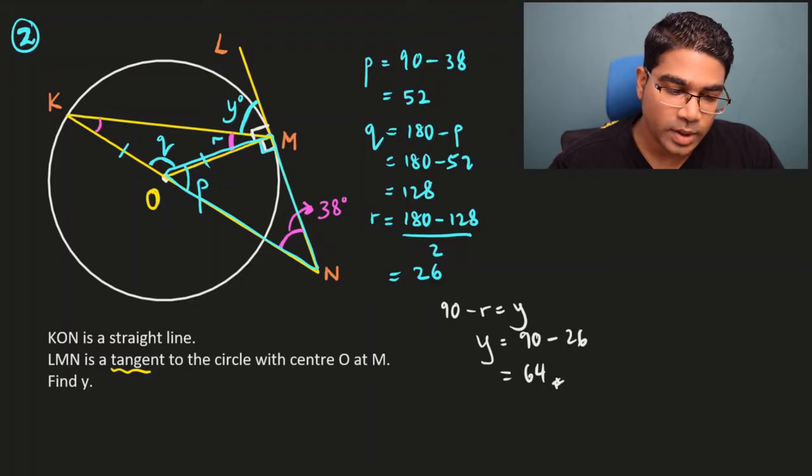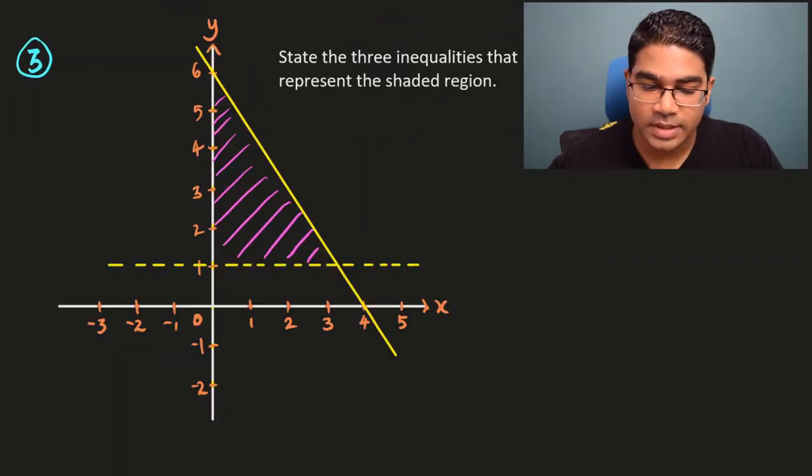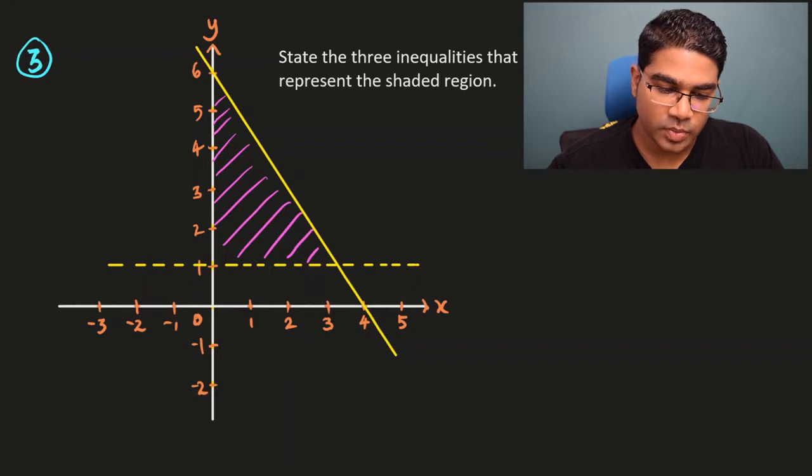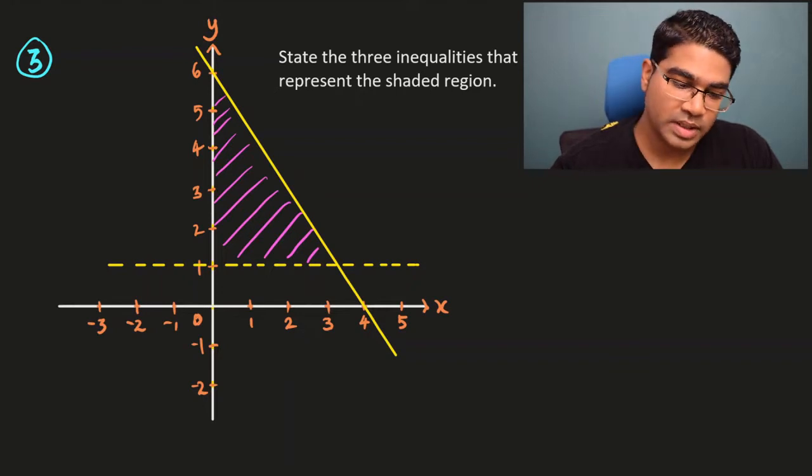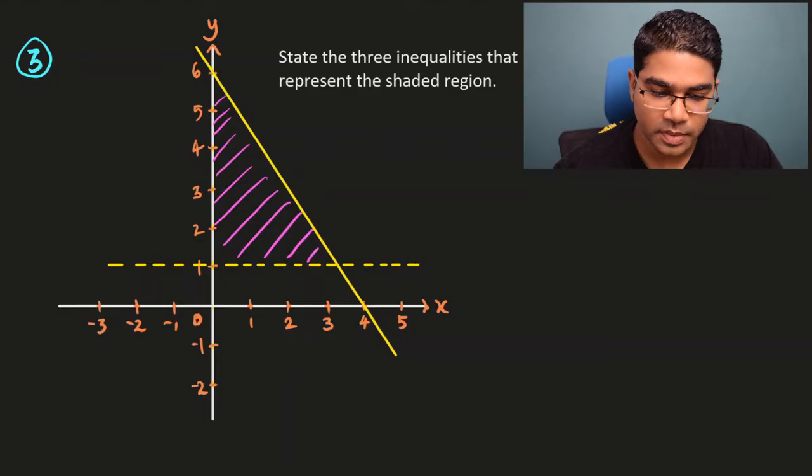Next, let's go to inequalities. State the 3 inequalities that represent the shaded region. So here we are going to come up with 3 inequalities to represent this shaded region, the pink shaded region.